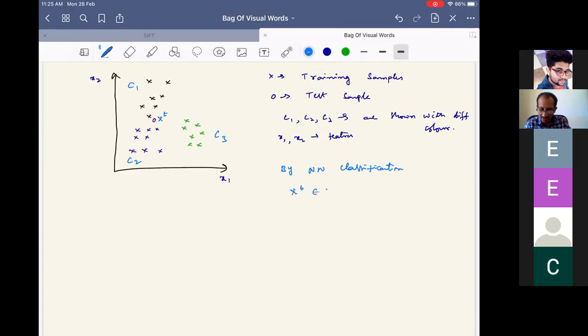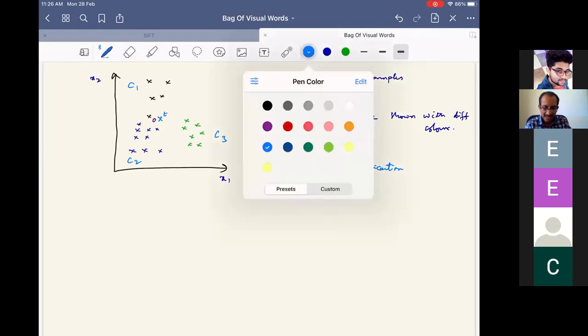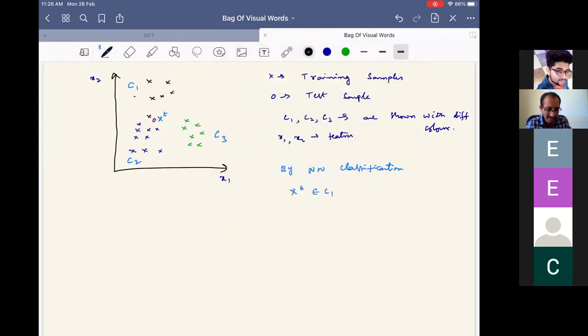XT belongs to C1 because the closest sample is from C1, right? But actually what may happen, visually it looks like this, fine. So I will make a small change to highlight the point that I would like to discuss now. Nearest neighbor is still the sample from C1. But as you can see now, if I look at the sample concentration around XT, which samples are more? C1 samples are more or C2 samples are more?